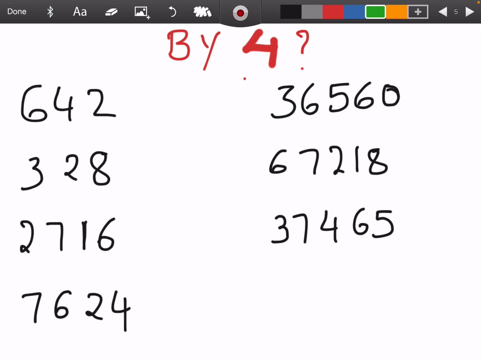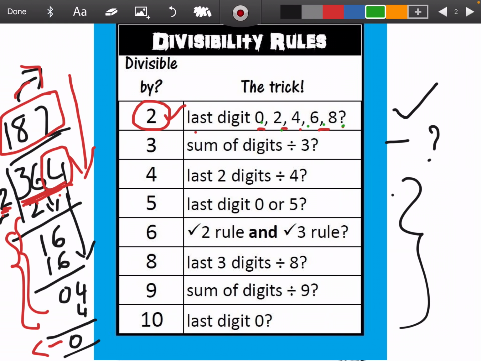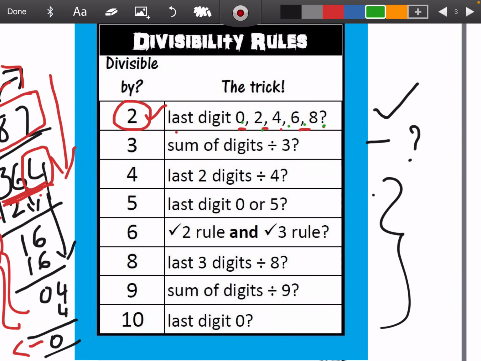Divisibility by 4. Again, if you want to go back, in the beginning of the video you will find the divisibility rules for all the numbers at one place. So if you want to quickly refer, you can go back to the beginning of the video and you have the divisibility rules for all the numbers at one place.